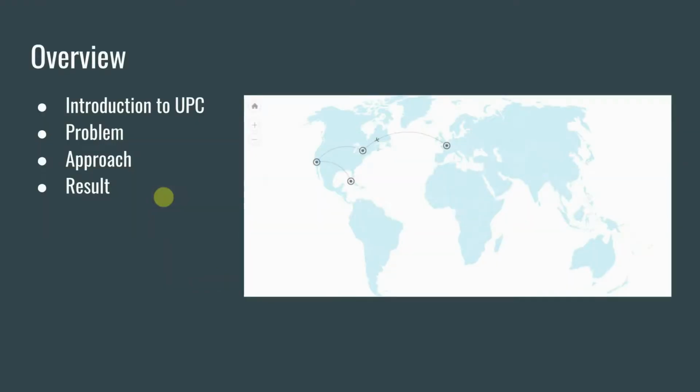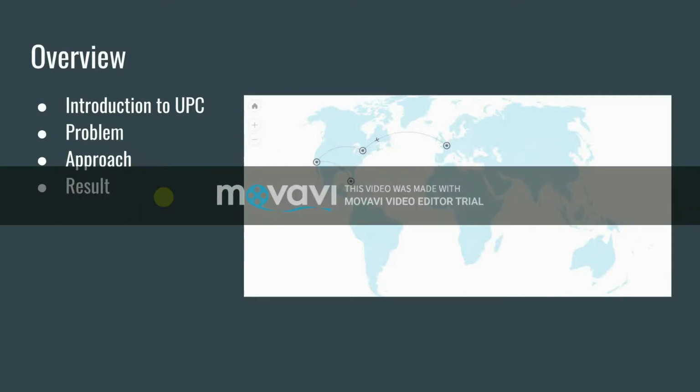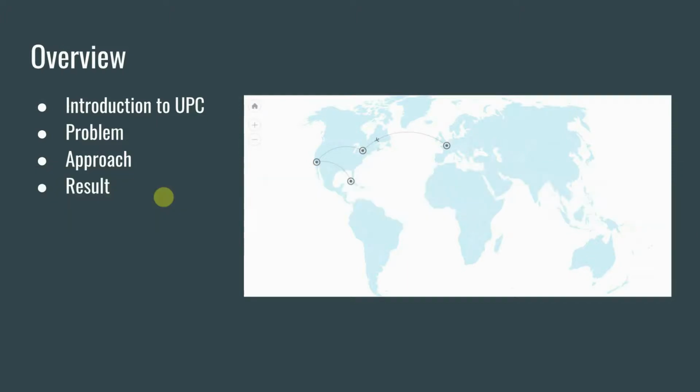Our overview of the project will cover the introduction, like how the UPC code came about, the problems we faced, and the problem that we attempted to solve. It covers a lot of the analysis and the approaches of what we had to do to come up with a good end result.